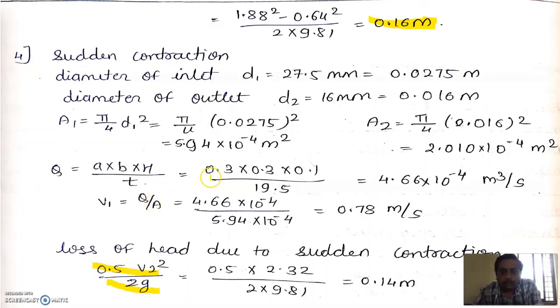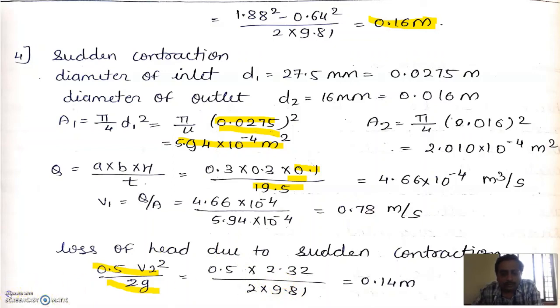Here you are using this A value itself, from the first diameter value only. That is 0.0275. You find the area, then you find Q. Q is again A into B into H by T. Here this is 0.1, that is the 10 centimeter rise. For how much time it has taken, you substitute that. So you find the V1 value, which is around 0.78. Then you put that in the formula.